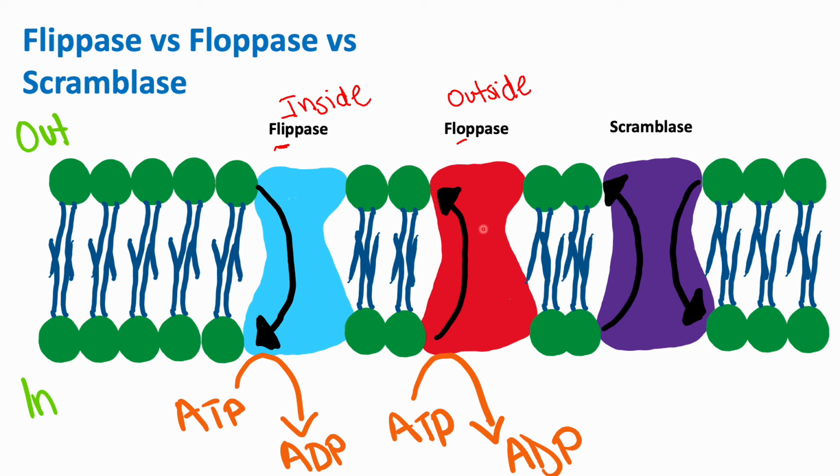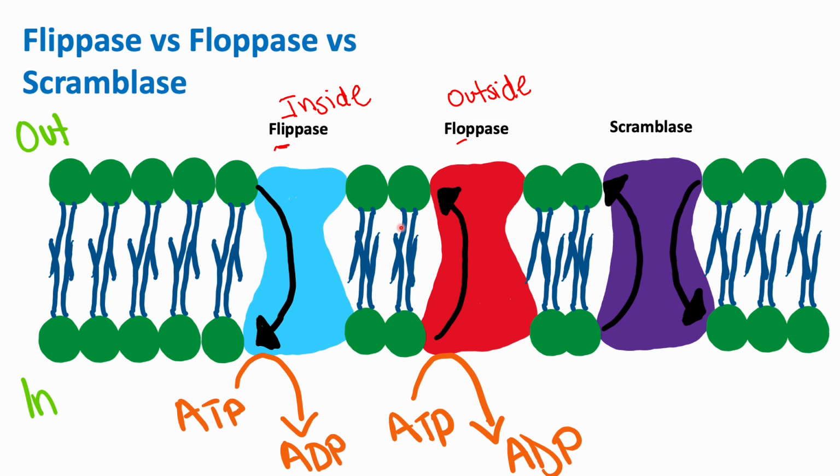And these Flippases and Floppases, they also maintain the asymmetry of a cell membrane. Now, by asymmetry, I mean that in cell membranes, the outside layer will often have a higher concentration of those phospholipids in comparison to the inside. So by having these Floppases, we can move some of those phospholipids to the outside to maintain that asymmetry.